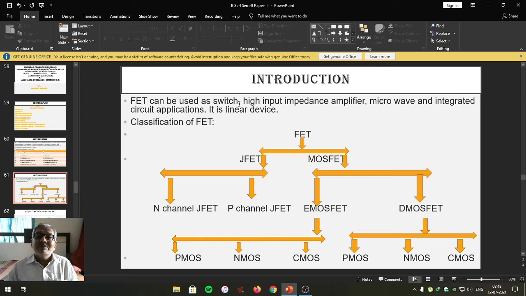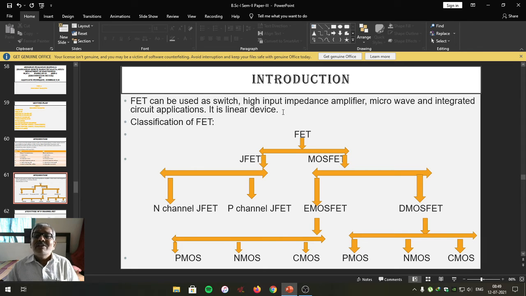Dear students, here are the applications of the FET. FET can be used as a switch. It can be used as a high input impedance amplifier. In microwave and integrated circuit applications, FET is used, especially in microwave devices, and also in the fabrication of IC. Friends, FET is a linear device. In almost all linear applications, FET is suitably used. So these are the applications of field effect transistor.